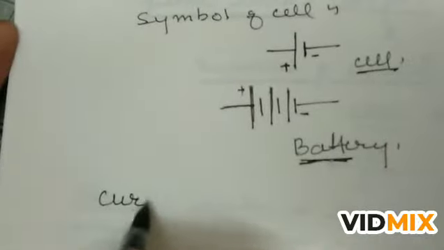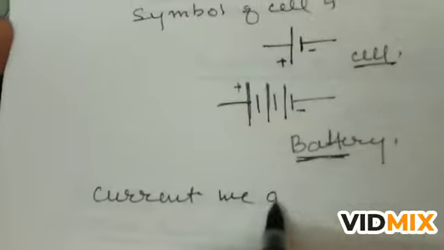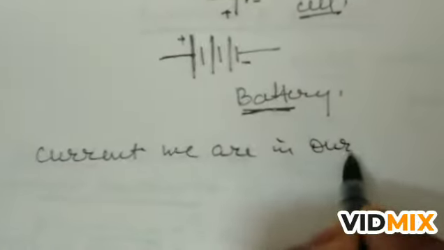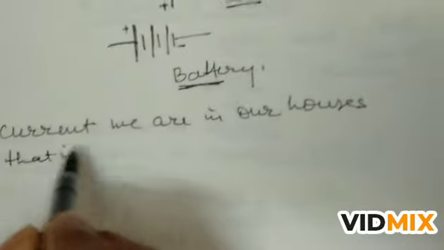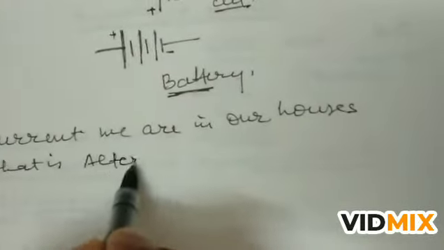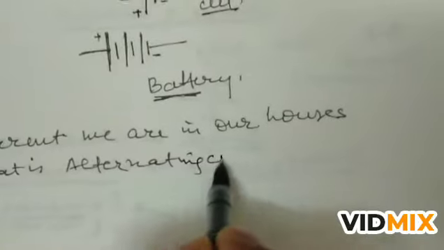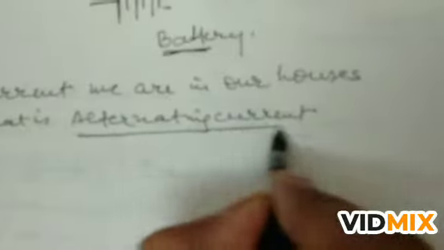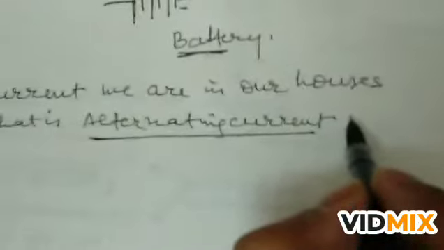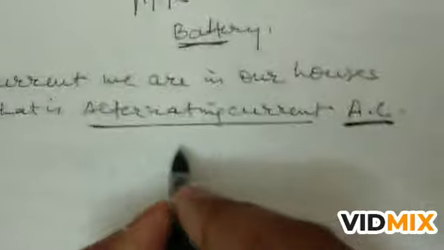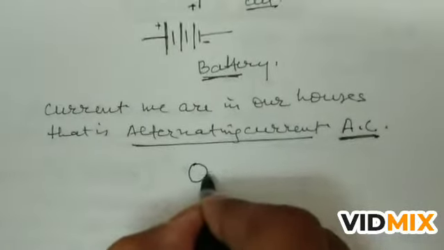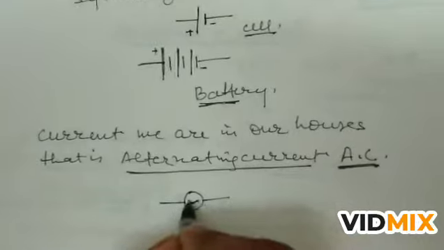The current we are using in our houses is alternating current. You will learn this in higher classes. Alternating current, and the short form is AC, alternating current, and this is the symbol for alternating current.